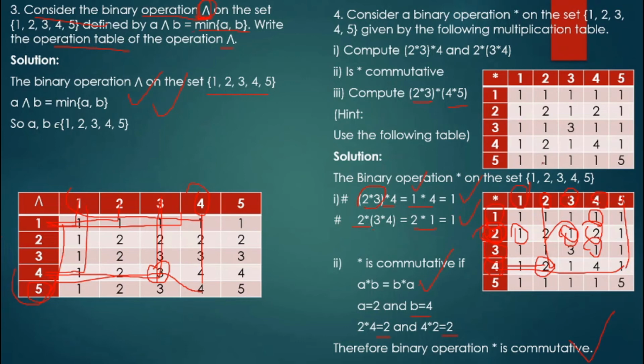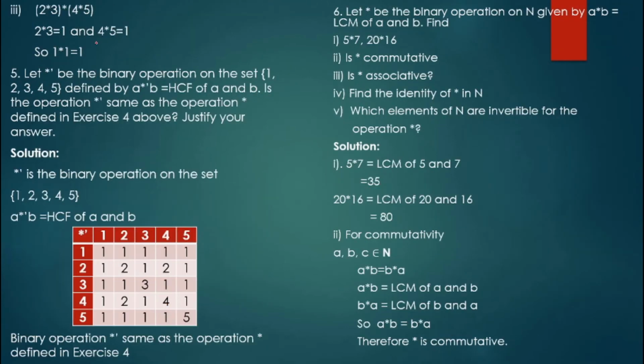So here we got 1 and this is 1. So what is 1 star 1? 1. Right? Let us check our answer. Here it is 1. Okay. Now we go for the next question.